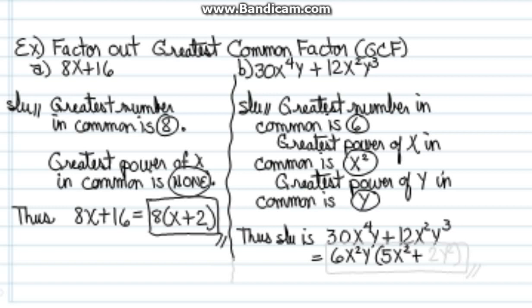And then I ask, what must I multiply the 6 by to get the number in the second term, 12? So 6 times what gives me 12? 2. And then what do I have to multiply the x squared by to get x squared? Nothing. Leave that alone. And what do I have to multiply the y by to get y to the third power? Y to the second power, because you add the exponents, 1 plus 2, you'll get the third power. And that's our answer. And you can check to make sure it's a good answer by distributing the multiplication and checking that you get the original polynomial.